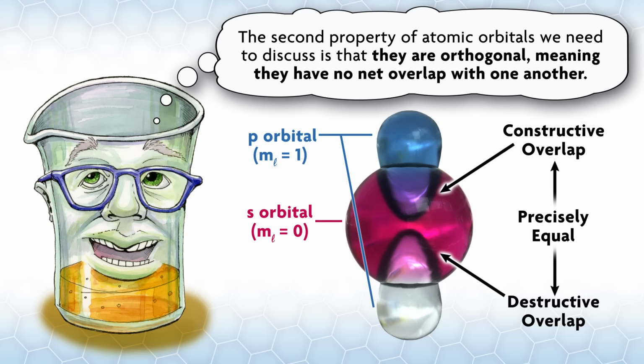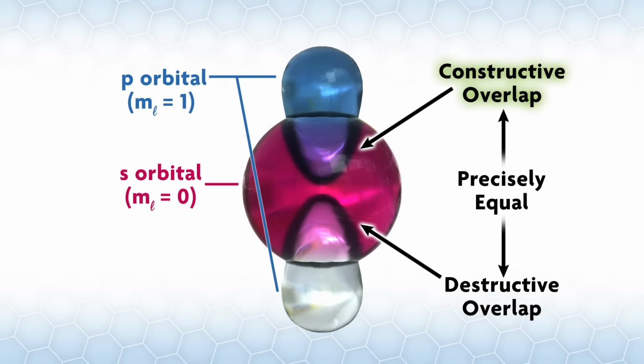The second property of atomic orbitals we need to discuss is that they are orthogonal, meaning they have no net overlap with one another. They can have some constructive interference where the phases are the same and destructive interference where the phases are different, but these precisely cancel to give 0 net overlap. This is obviously the case when two orbitals you're looking at have different angular momentum. If you look at an s orbital, m sub L equals 0, and a p orbital, m sub L equals 1, on the same atom, it's easy to see that the amount of constructive interference and destructive interference exactly cancel.